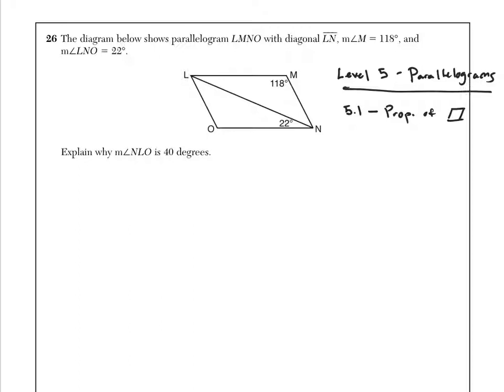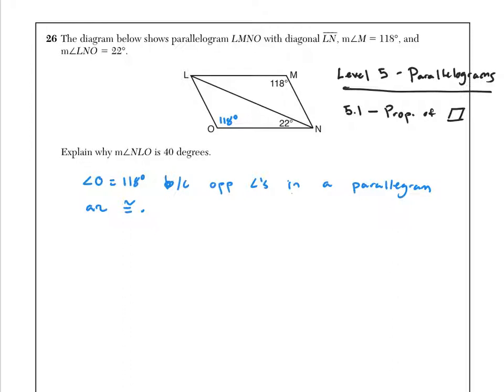Now, this question says, explain why angle NLO is 40 degrees. There's a bunch of ways to do this. We'll just do one of those ways. What I would do is this. I would say that angle O is 118 degrees. All right. Now, when you fill in an angle, you always explain why you filled it in. So we would say angle O is equal to 118 degrees, and that's because opposite angles in a parallelogram are congruent.